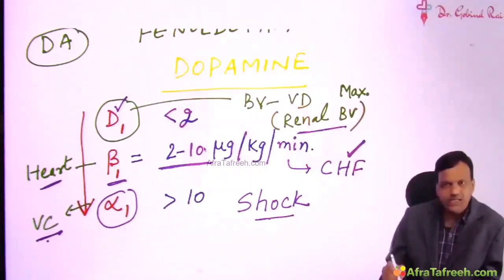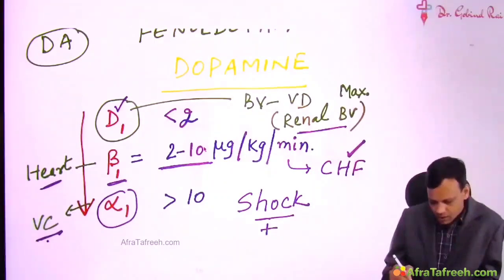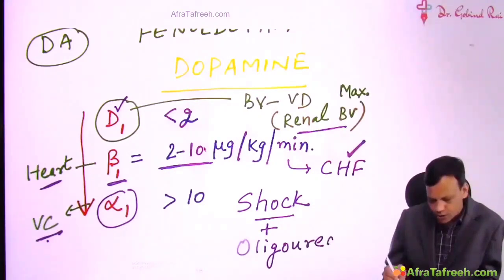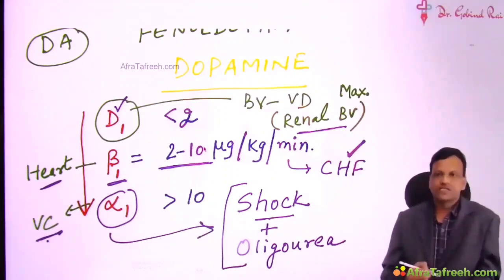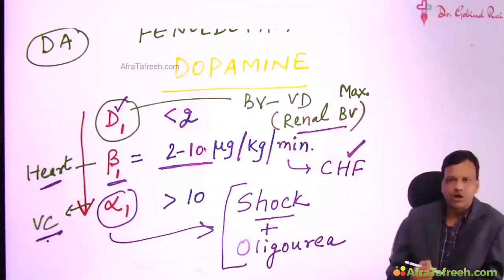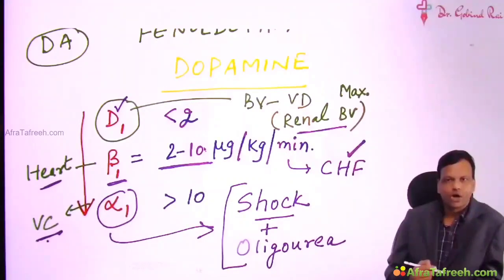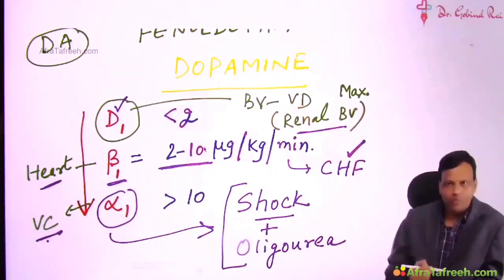When vasodilation occurs in the kidney, GFR increases. And when GFR increases, that will lead to more urine outflow. So dopamine in particular is the drug of choice for a patient having shock with oliguria. It will treat not only shock, but it will also reverse the renal failure. So dopamine is the drug of choice for a patient with shock and oliguria. Shock plus oliguria, dopamine is the drug of choice. So that is the important thing to remember about dopamine.